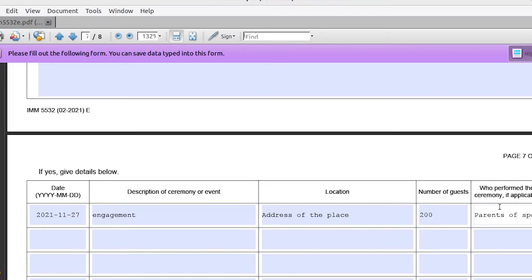parents of the sponsor and principal applicant. We can simply add parents, or you can add mother and father. There is very little space, so you can simply add parents. And after the engagement, there should be a marriage day. December 5.